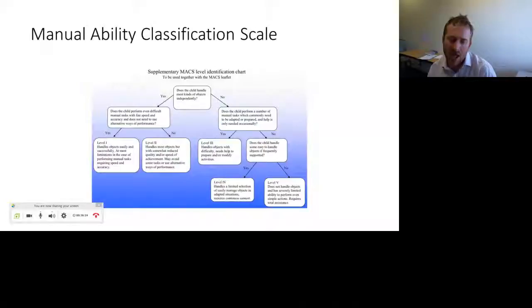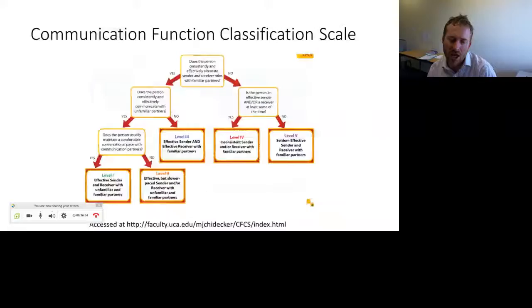So the GMFCS took the CP world by storm, and so there have been other classification scales that have helped clinicians easily identify children in terms of their manual abilities classification. So this here is to look at how children handle objects independently. Again, a 5-point scale. Children handle objects independently on levels 1 and 2. Level 3 needs some setup to help handle objects, and levels 4 and 5 require significant support to handle objects. And communication. So similarly, levels 1 and 2 children communicate independently, both as an effective sender and receiver of communication.